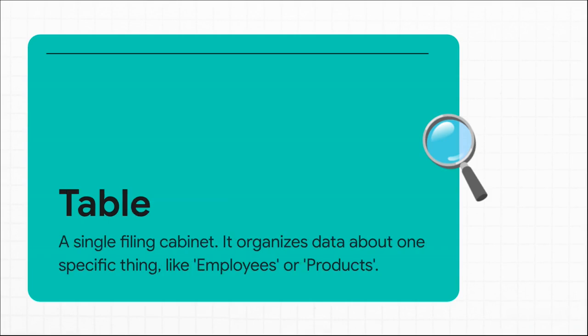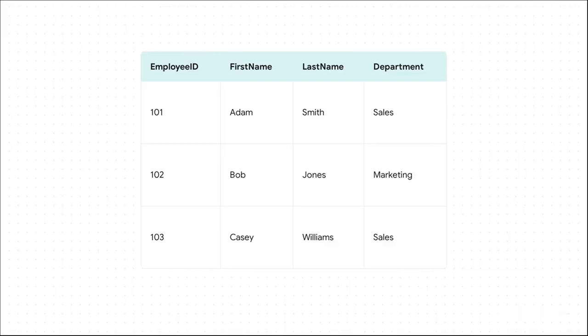Now here's where it gets interesting. What's inside that room? Well, each of those filing cabinets has a name. It's called a table. And a table is designed to hold information about just one specific thing. So you might have a table for all your company's employees or another one for all the products in your online store. And this is a perfect example of that structure.